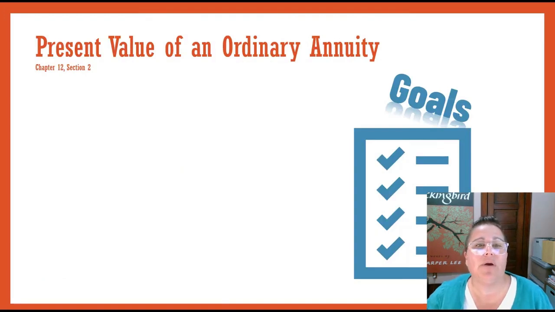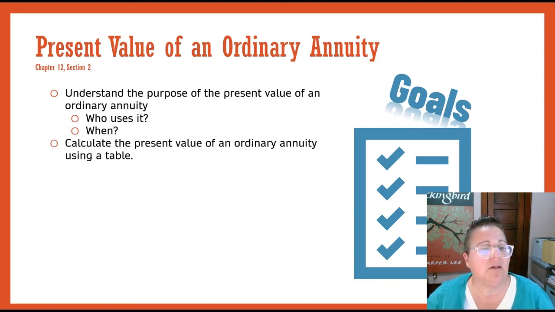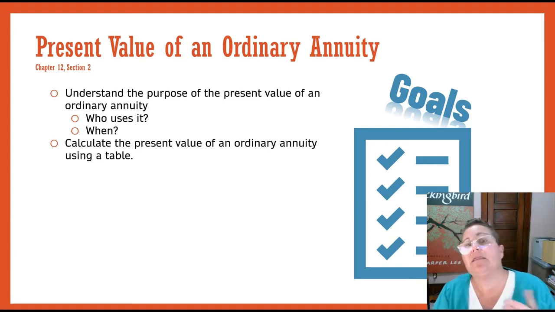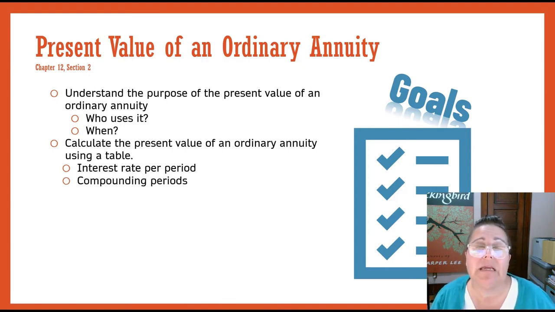So, for the present value of an ordinary annuity, Chapter 12, Section 2, our goals are to understand the purpose of the present value of an ordinary annuity, who uses it, when do they use it. We want you to be able to calculate the present value of the ordinary annuity using two different methods. The first being the ordinary annuity present value table. This means, as we have done before, being able to calculate the interest rate per period, the total number of compounds, and to identify the payment amount.